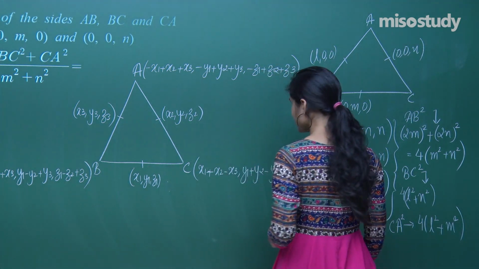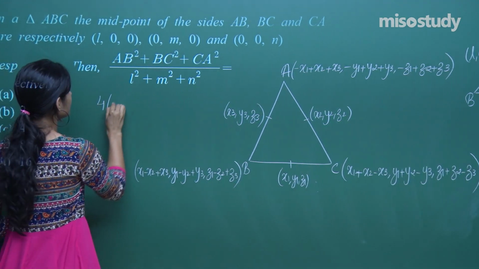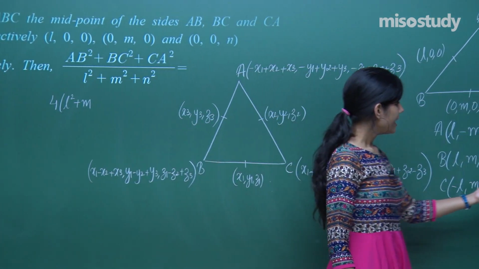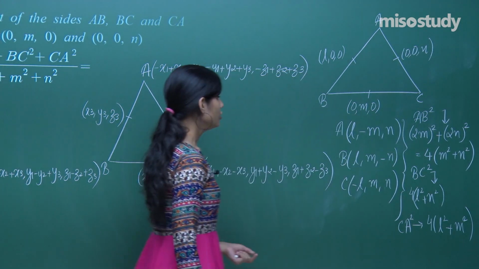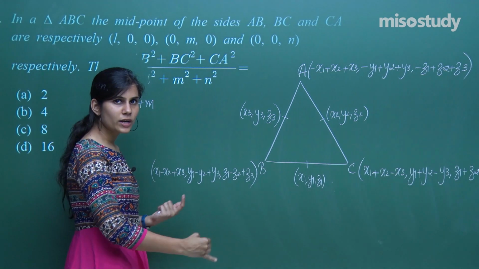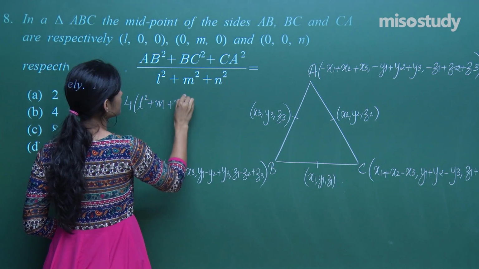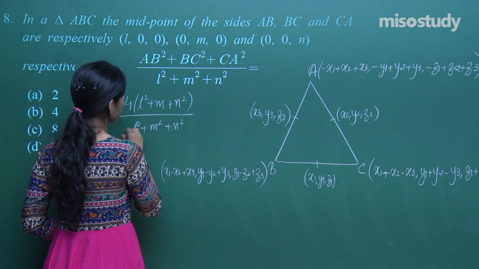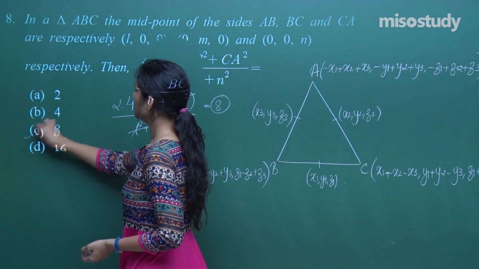So now when you add, according to this expression, you get 4 common, l square, 4 is coming out common, you can see, m square plus n square plus l square plus n square plus l square plus m square. So you are getting twice of l square plus twice of m square plus twice of n square, which basically makes it twice of (l square plus m square plus n square), whole upon (l square plus m square plus n square), and that gives me 8 as the answer. Clear? That's your answer.